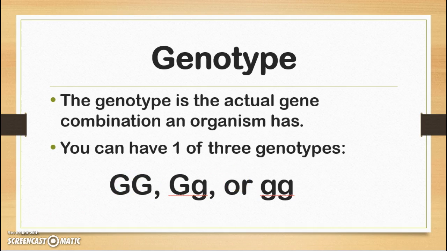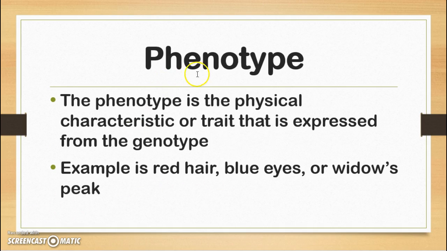The next word is phenotype. Phenotype is the physical characteristic or trait that is expressed from the genotype that you have. Example would be your phenotype would be red hair. You may have blue eyes. You may have a widow's peak. All of the traits that we went over yesterday in class between dominant and recessive, those are your phenotypes. Phenotype, the PH sound, the physical PH, the phenotype is the physical trait that is expressed.